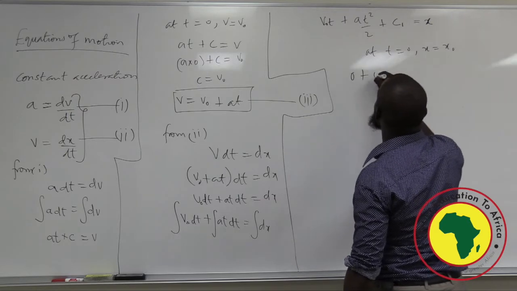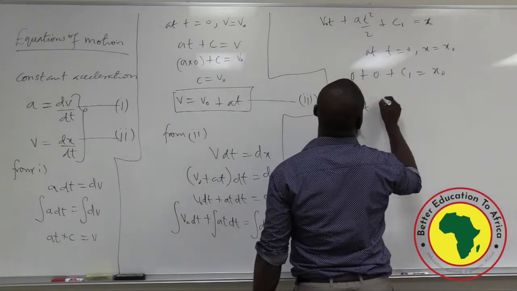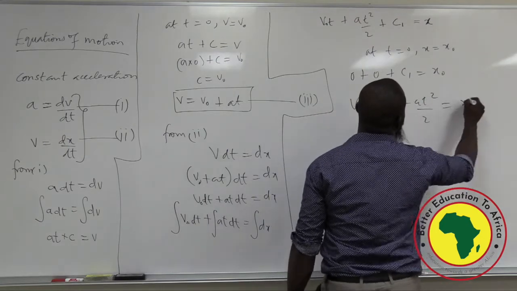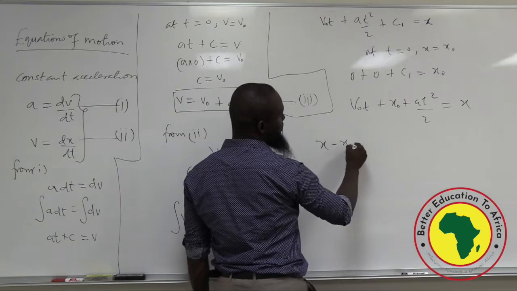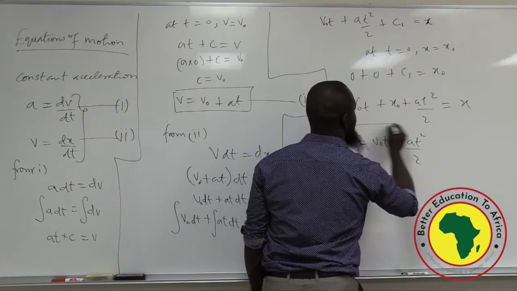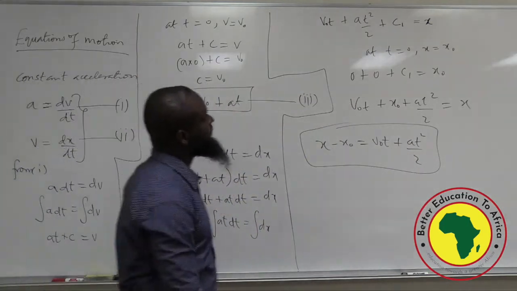So we get 0 plus 0 plus c1 equals x0. Then we get v naught t plus x0 plus at squared over 2 equals x. So we'll say x minus x naught equals v naught t plus at squared over 2. That's the third equation of motion. The second one is the definition.